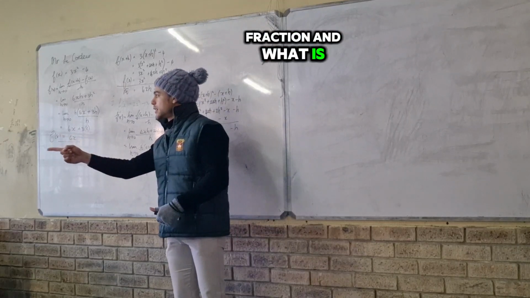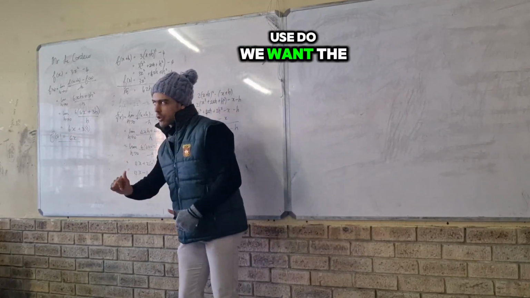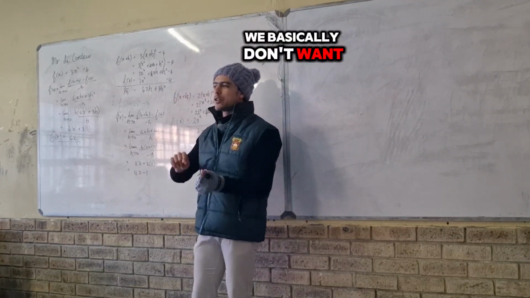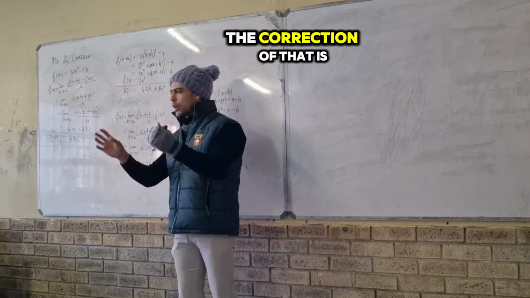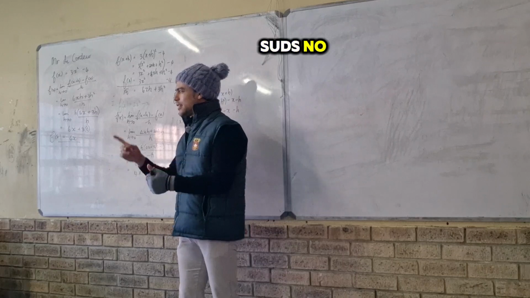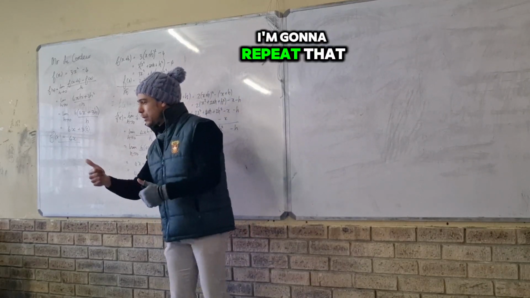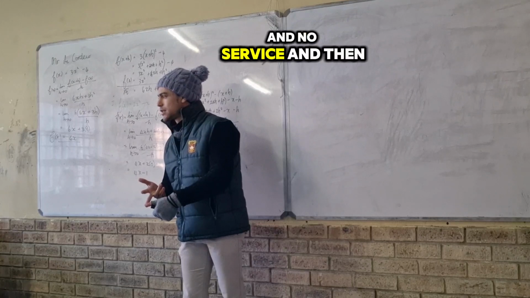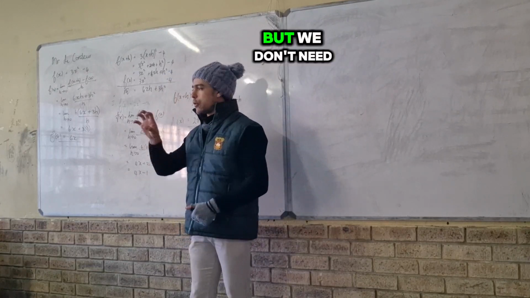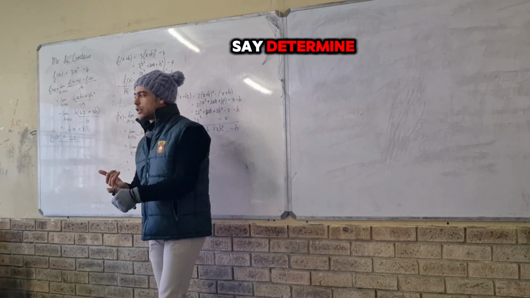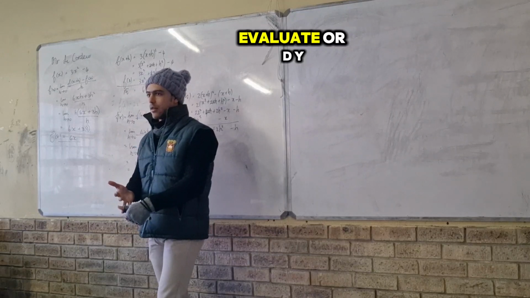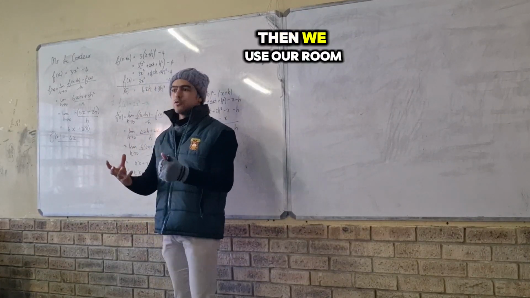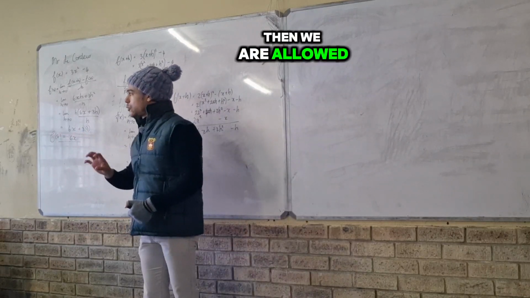And the other one is, we don't want square roots. Do we want the cube root? No. The fourth root? No. So we basically don't want any surds. The collective name for those is surds. Absolutely correct. There are 3 things, I'm going to repeat that: no fractions, no brackets, and no surds. And then we can use the rule. But when are we going to use it? When they say determine, evaluate, or dy over dx, anything like that, then we are allowed to use our rule.